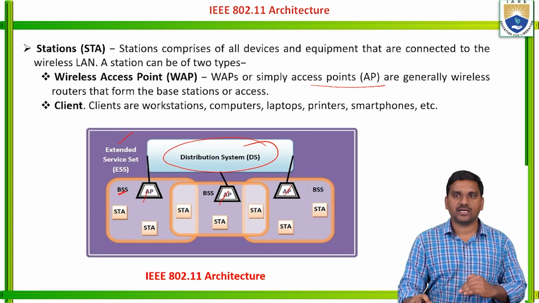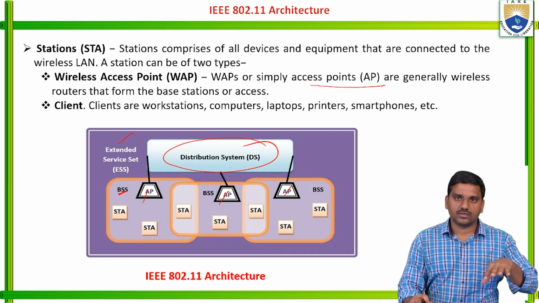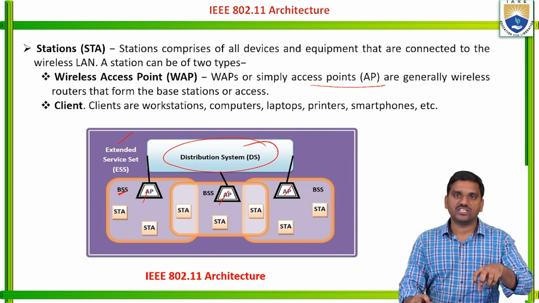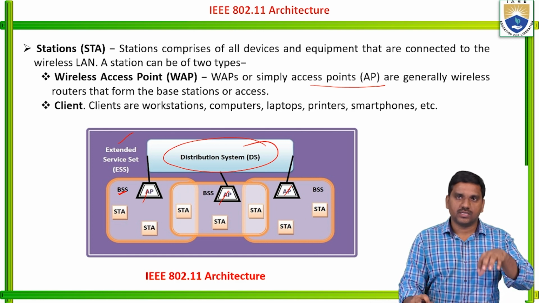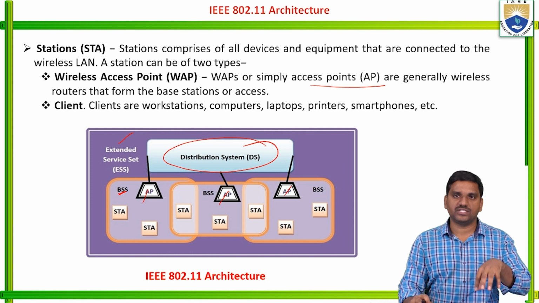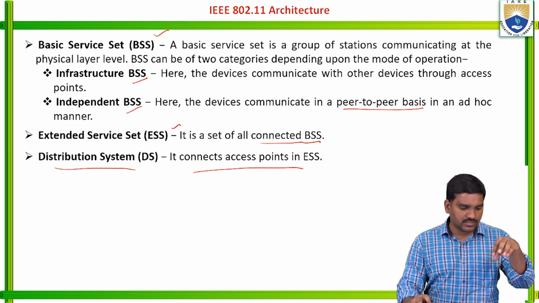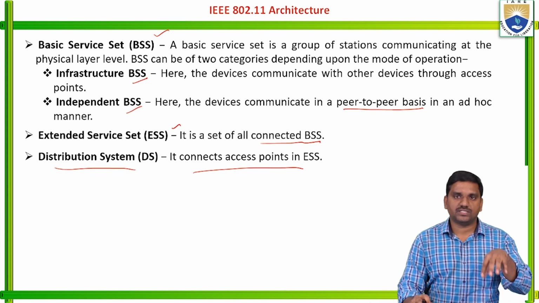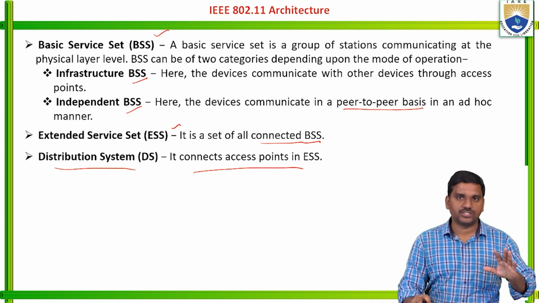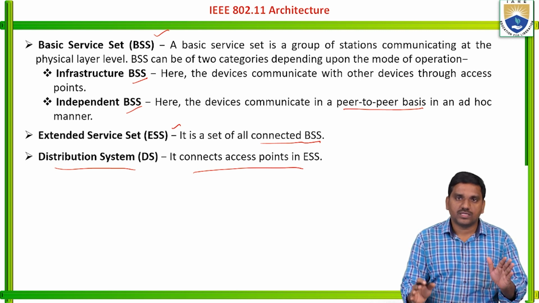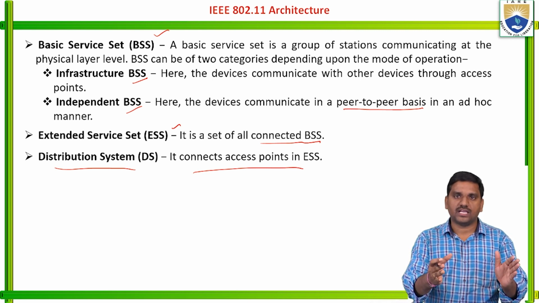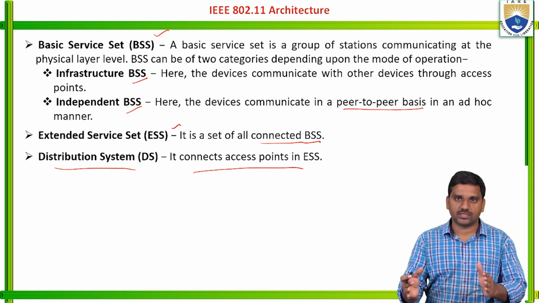So this is about the IEEE 802.11 architecture, the basic terminologies involved in the architecture: ESS, extended service set; STA, station; AP, access point; BSS, basic service set; infrastructure BSS, independent BSS; extended service set, and a distributed system. So this is about the basic terminology of IEEE 802.11 architecture.